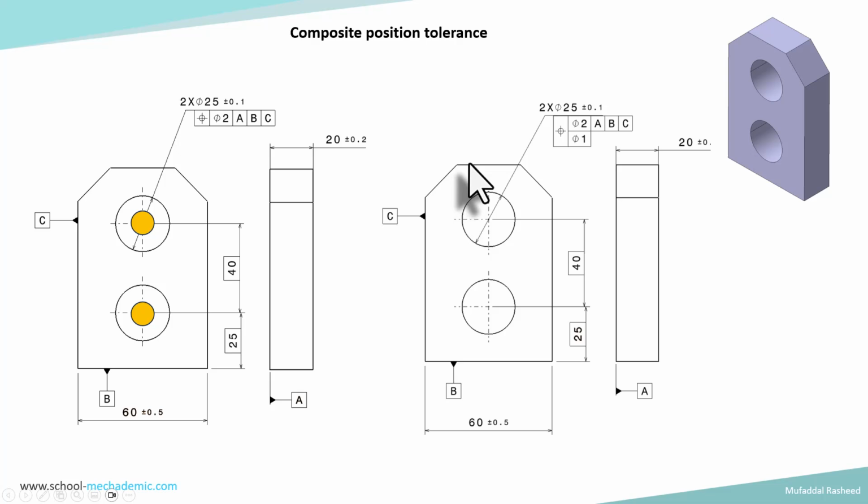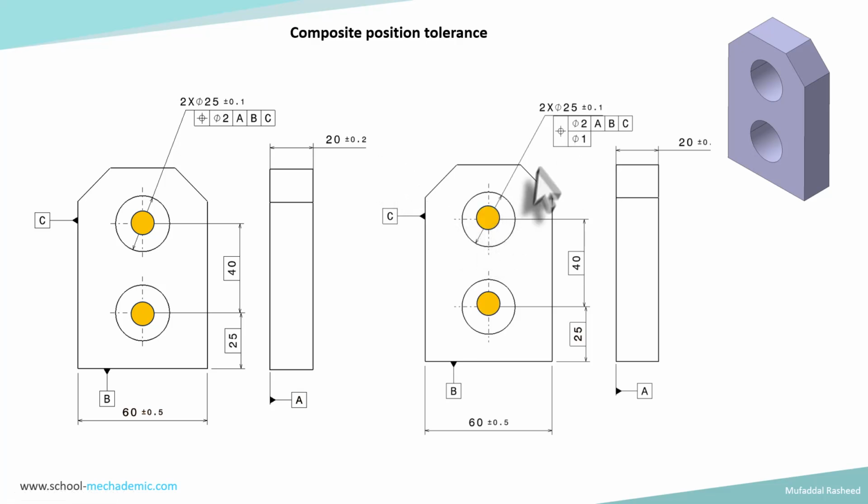Now, in composite position tolerance, when we are having a second line in the position control like this, and there is a tolerance value mentioned, it means that we are controlling the pattern in the first line and controlling the individual features in the second line.